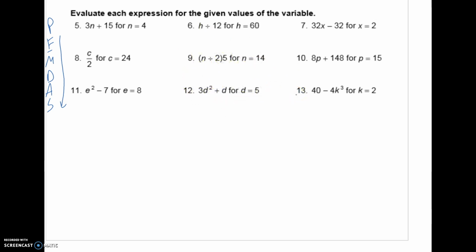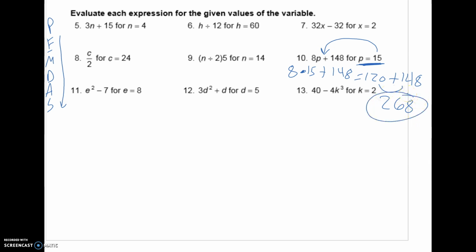Number 10. P equals 15. Plug it in. 8p plus 148. So 8p means 8 times p. So 8 times 15 plus 148. Okay. So guys, on some of these things, I really don't mind if you use your calculator as long as you show your steps on paper. So 8 times 15 gives us 120 plus 148. Our final step here, add 148, and we get 268 for our final answer.